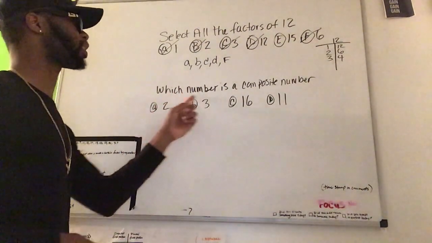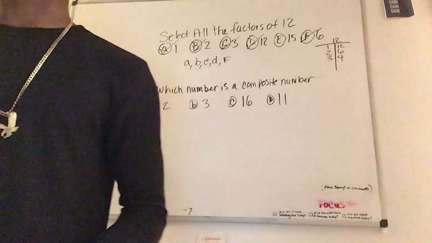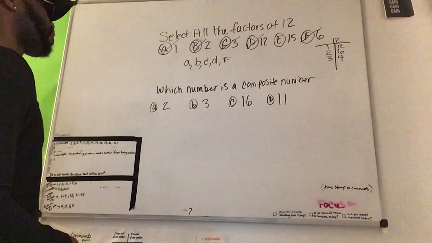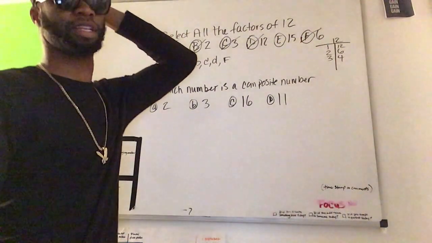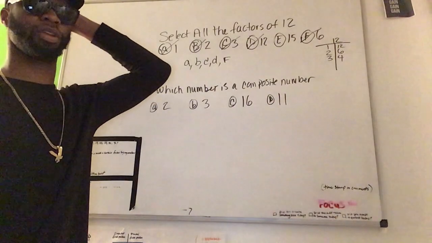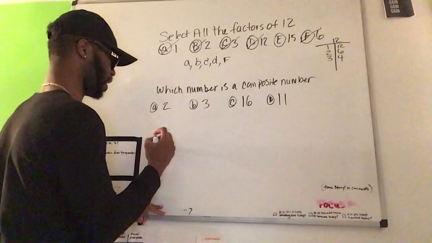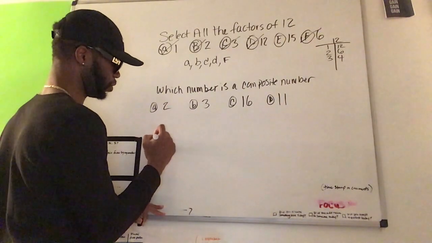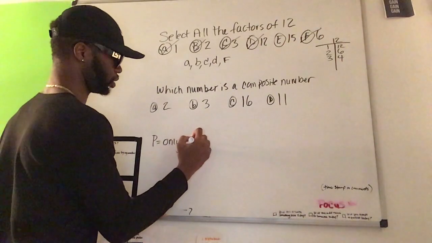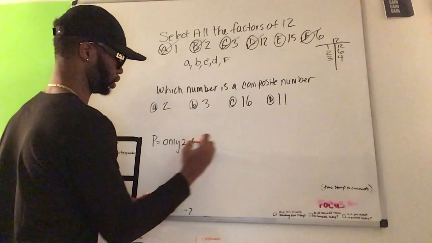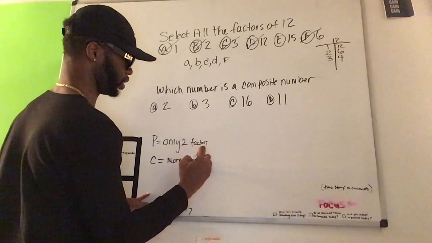So let's look at the next question. They asked me which number is a composite number. If I'm going to answer this, I need to remember the difference between a composite number and a prime number. I remember a prime number has only two factors. A composite number has more than two factors.